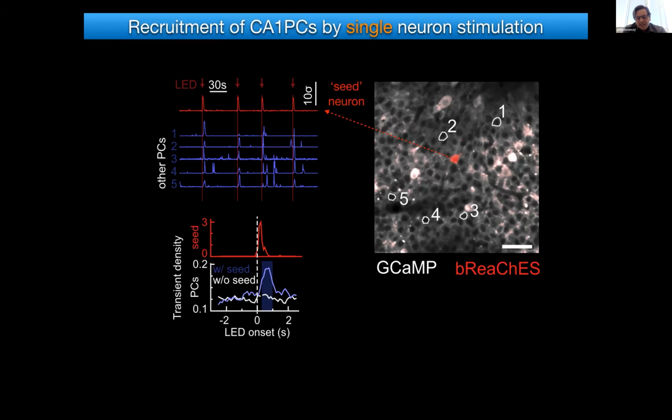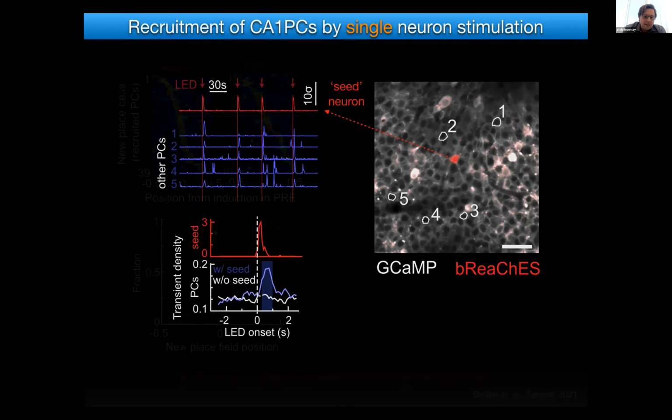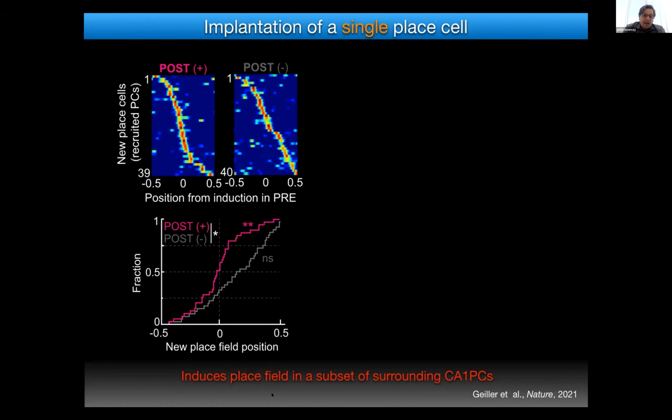What happened next, he induced the place field in the single starter seed cell and saw what happens in the surrounding other pyramidal neurons. Following successful induction, the coactive pyramidal cells formed place fields, as a fraction of them. And the distribution of these newly formed place fields was enriched near the location where the original seed cell was induced, as shown here on the heat map, the cumulative distributions. And again, this happened only when the induction was successful.